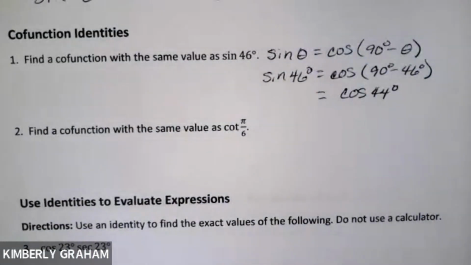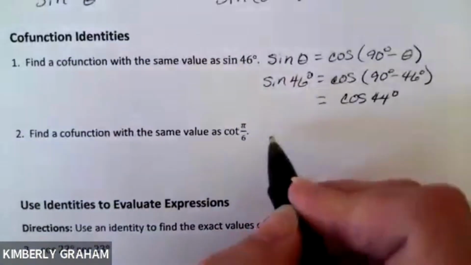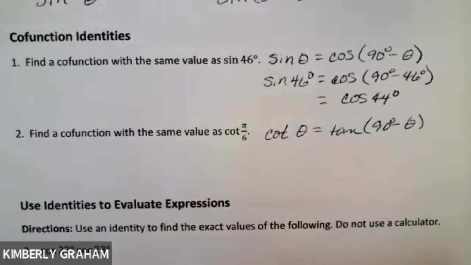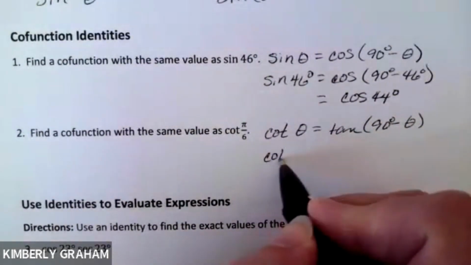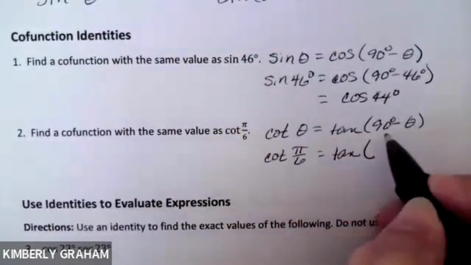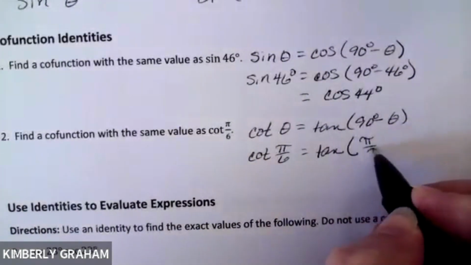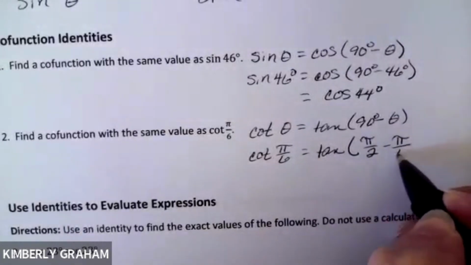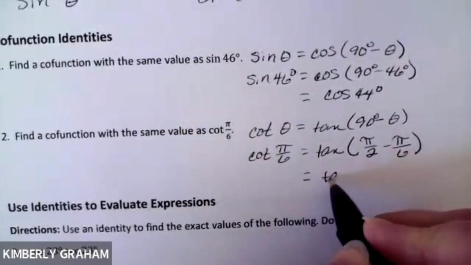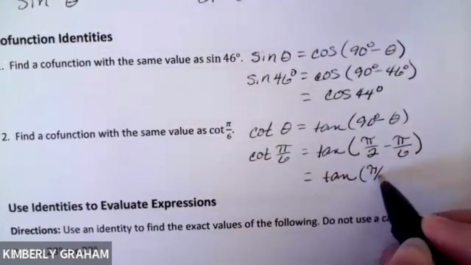Problem 2, find a cofunction with the same value as the cotangent of pi over 6. So I'm looking at this formula right here. So in place of theta, I'm going to put pi over 6. And I need to change 90 degrees into radians. That's pi over 2. So I subtract this and I get pi over 3.